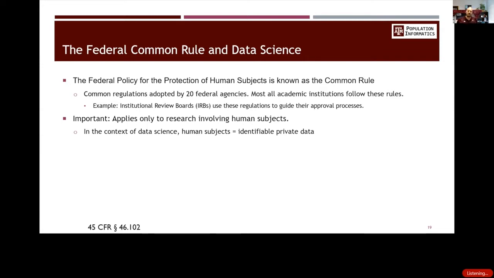What is really important to realize and to be aware of, in the context of data science, is that these regulations apply only to research involving human subjects. And in data science, human subjects means identifiable private data. So if it's not identifiable, how that's defined in the law, then the common rule regulations aren't going to apply to that.